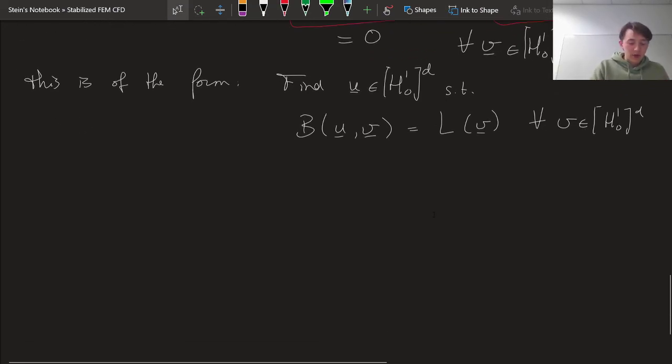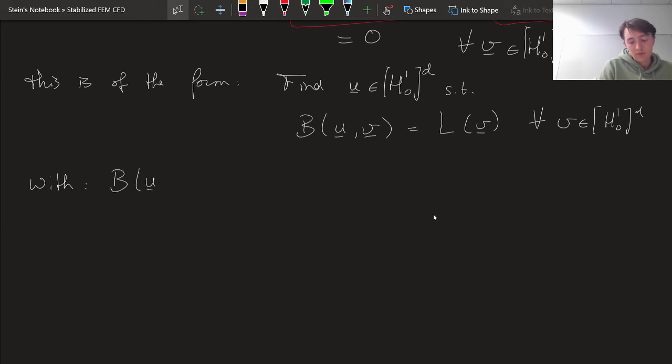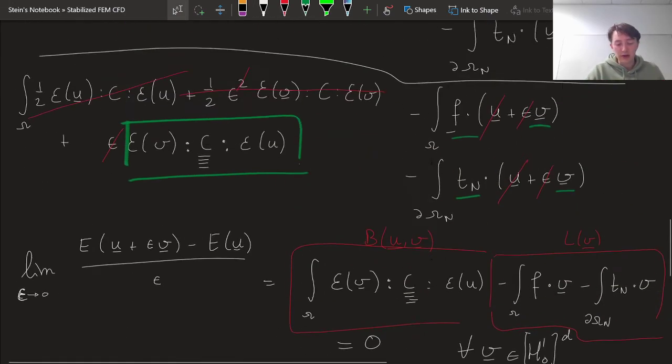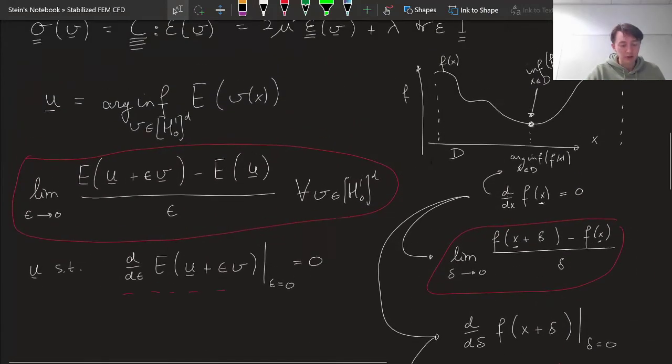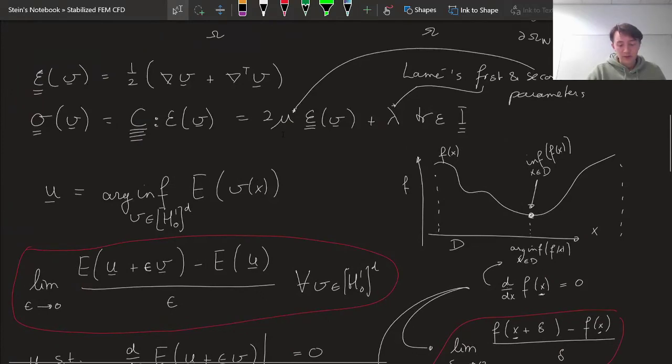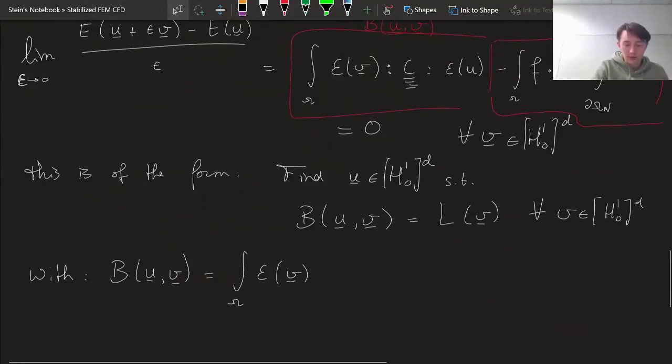Okay, so now let me substitute our definition of our stress with the Lamé parameters. So we have our strain of v double contracted with, and now we have this expression, double contracted with 2 times mu times that. So maybe I should write this like this.